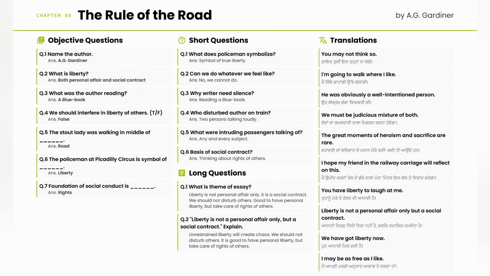Now let's begin chapter 8. The Rule of the Road by A.G. Gardiner. And finally, chapter 8. The Rule of the Road by A.G. Gardiner. Let me cover all the questions.